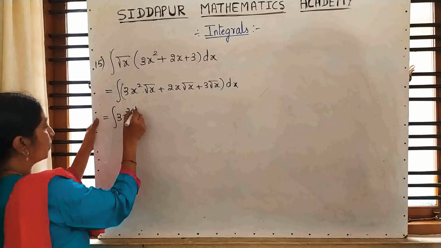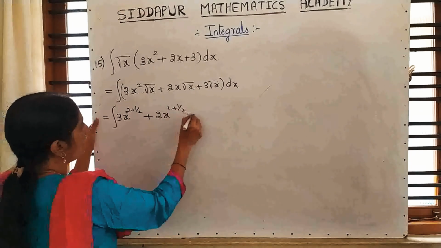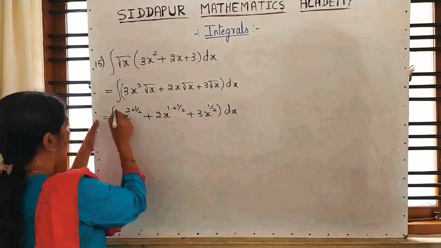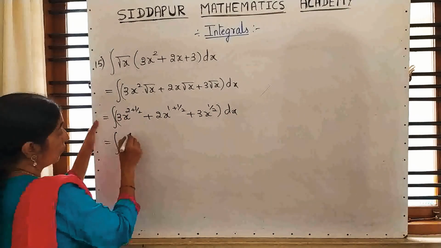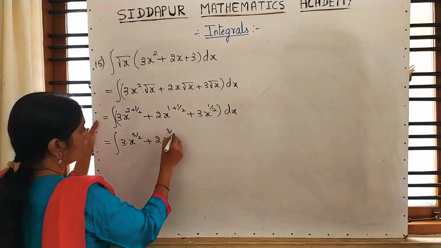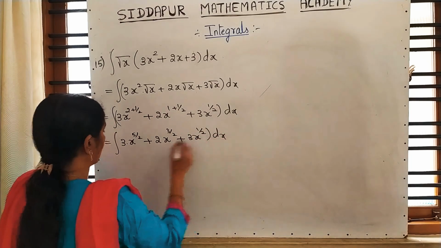This is 2 plus half. This is 1 plus half. This is half. Simplify this. x raised to 5 by 2 before integration. Integrate.